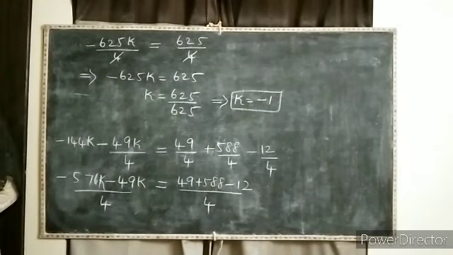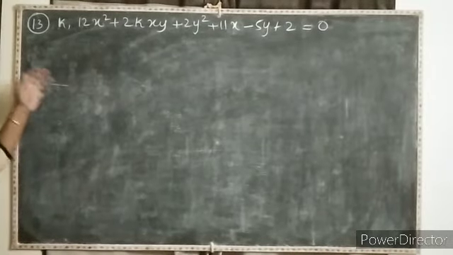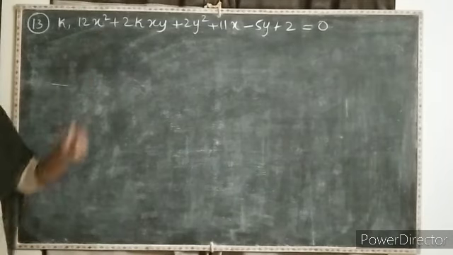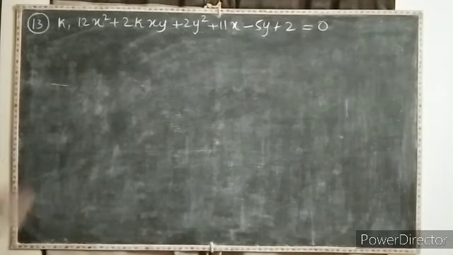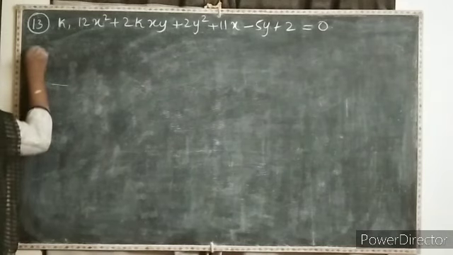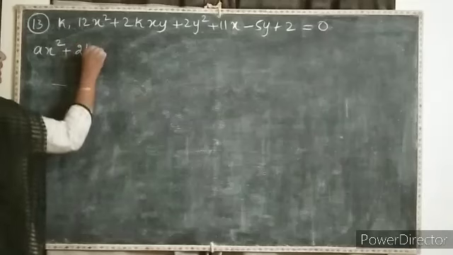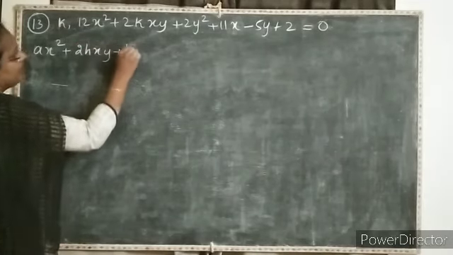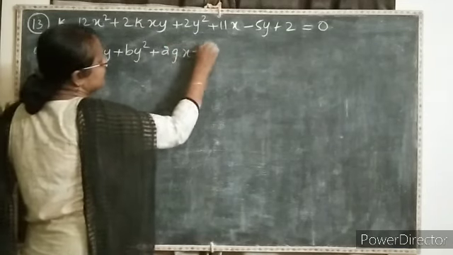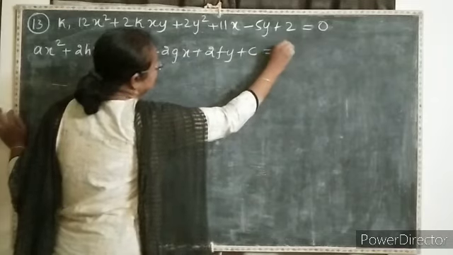Is it clear, students? Okay, students, here also the same type of sum, 13th sum, we are going to find the value of K, where it represents the pair of straight lines, isn't it? Okay, so now we know the general equation. What is the general equation? AX square plus 2HXY plus BY square plus 2GX plus 2FY plus C is equal to 0.